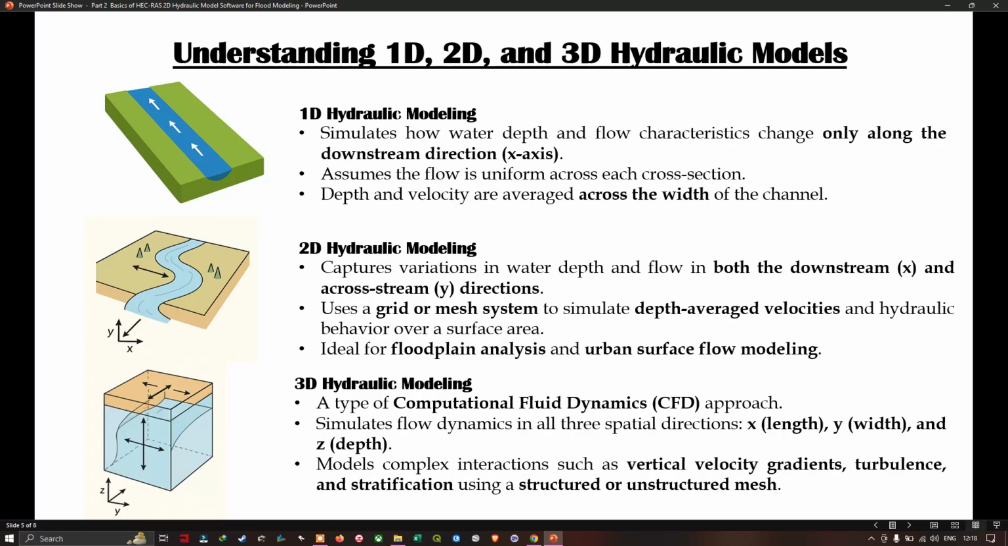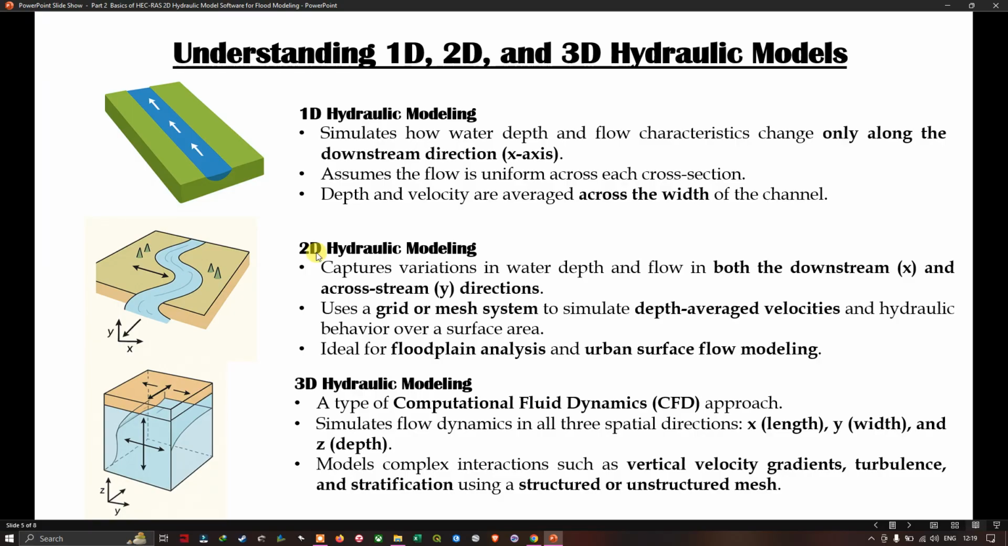So next is understanding the 1D, 2D, and 3D hydraulic models. The 1D hydraulic model simulates how the water depth and flow characteristics change only along the downstream direction, that is the x-axis, in one direction, and assumes the flow is uniform across each cross section, and the depth and velocities are averaged across the width of the channel.